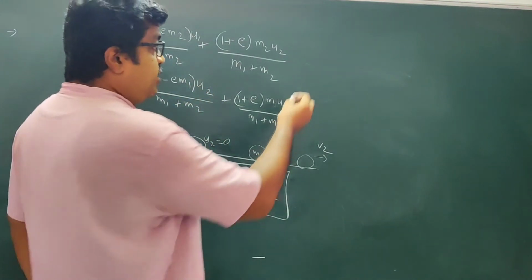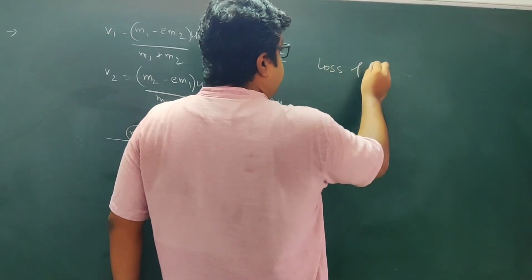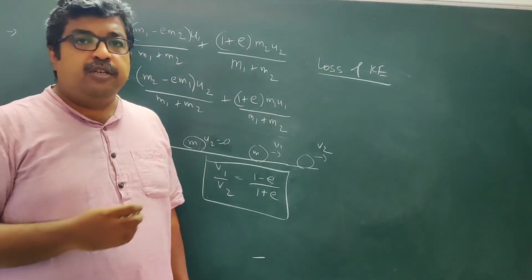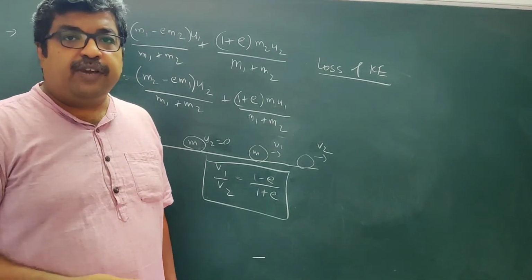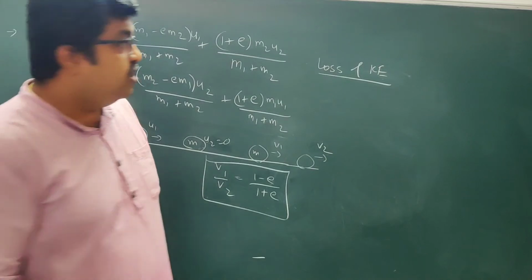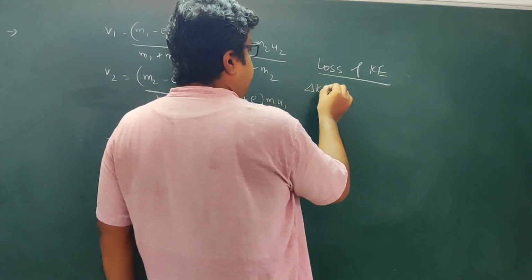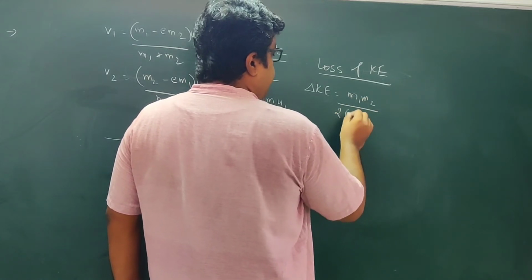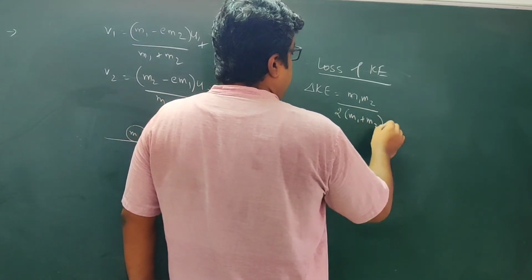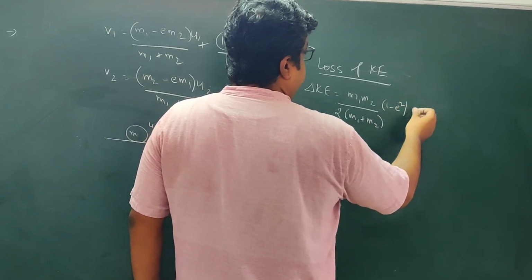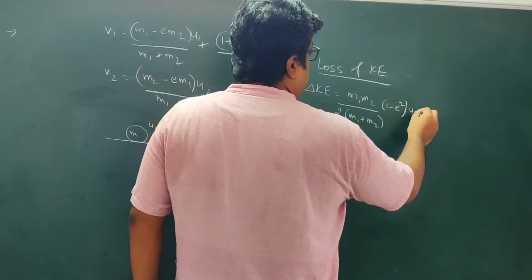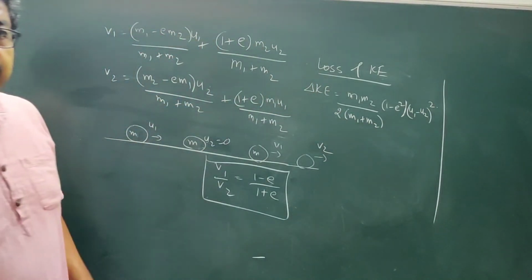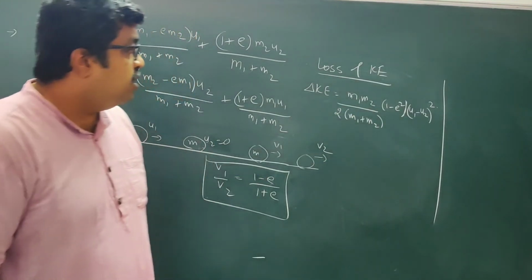So next, the expression for loss of kinetic energy. As we know, kinetic energy is conserved only in elastic collision. In all other types of collision, there is a loss of kinetic energy. So for inelastic collision, the loss of kinetic energy ΔKE is m1 m2 divided by 2 times (m1 plus m2), times (1 minus e square), times (u1 minus u2) whole square. So if you know the initial velocities, you can calculate the loss of kinetic energy.